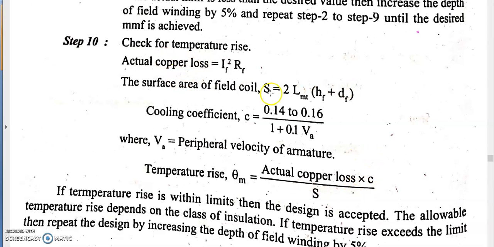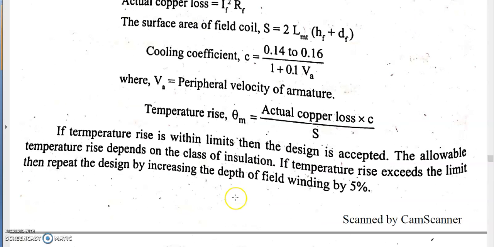And C is the cooling coefficient that will be calculated here. Va is the armature peripheral velocity, and the limit for that value is 30 meters per second. So the surface equations we have already calculated. By this we will be calculating the temperature rise and verifying the criteria.